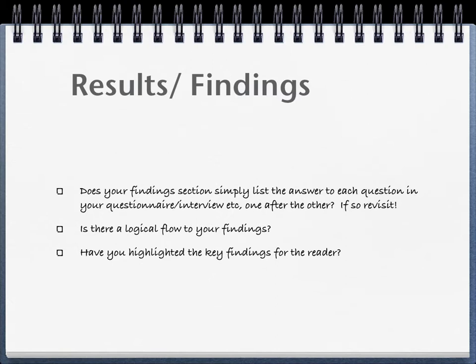The next section generally tends to be your results or your findings. So again, does your findings section simply list the answer to each question in your questionnaire or interview one after the other? If so, you need to revisit. Help the examiner understand what this means. Help them interpret, I suppose, what this might mean. Is there a logical flow to your findings? And again, from a reader's perspective, have you highlighted the key findings for the reader? So while you may have asked a lot of questions, which were the most important ones, or which were the ones that were most interesting?